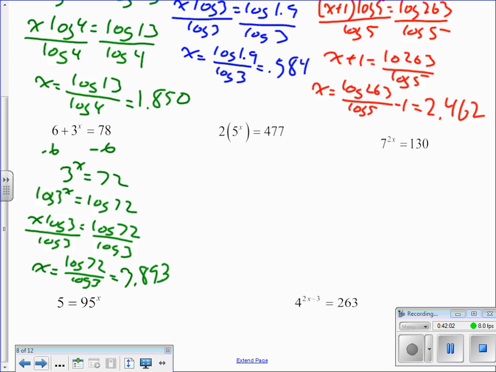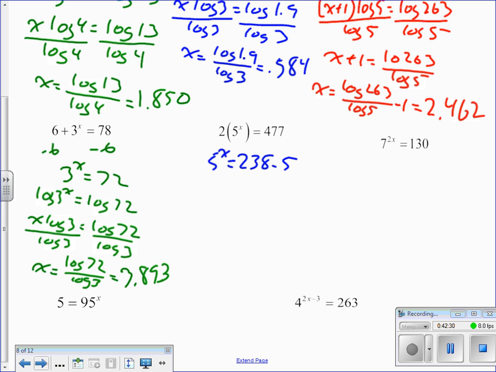What do you think I need to do on the next one? Divide by 2 first. Let's divide both sides by 2. I get 5 to the x equals, we're all dealing with decimals anyways. Take 477 divided by 2 on your calculator to get 238.5. Might as well. 238.5. Normally I love fractions. I hate decimals, but we're doing decimals anyways when we finally get to the logs.